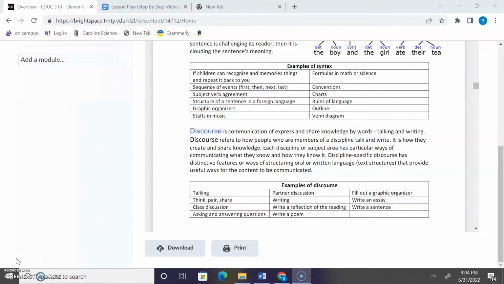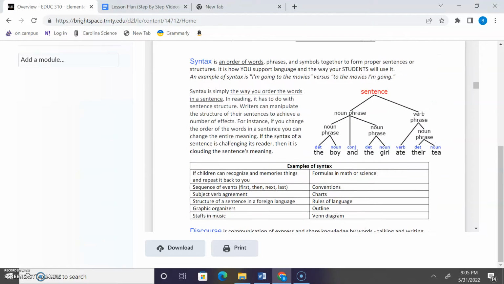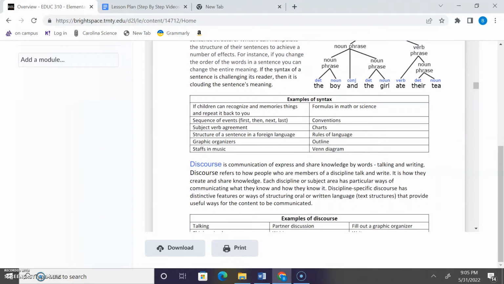So in this example, syntax is the way that you order the words. So sentence structure. If you change the order of the words in a sentence, you can change the entire meaning. So again, if you're sequencing and you change the order, then that matters. So for my example, it would be syntax, right? Because the sequence of events is syntax.